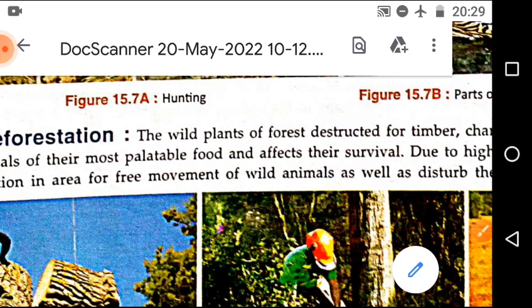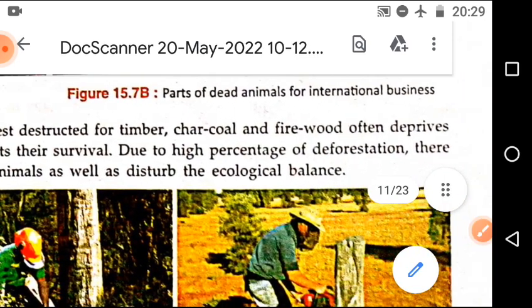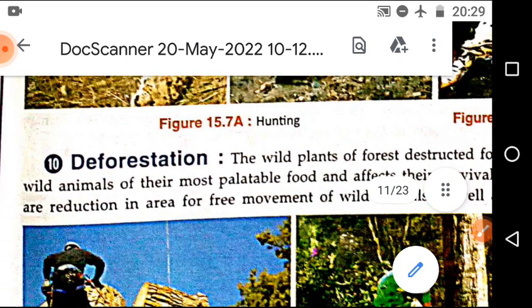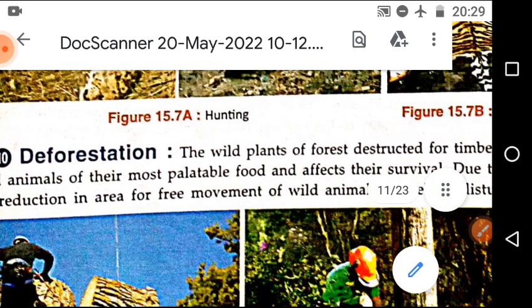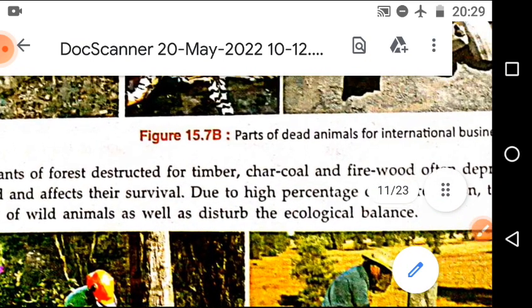Due to the high percentage of deforestation, there is a reduction in the area for free movement of wild animals. As we are cutting down the trees in the forest, the movement of the wild animals is more and more restricted, as well as disturbing the ecosystem. It is disturbing their ecological balance also.